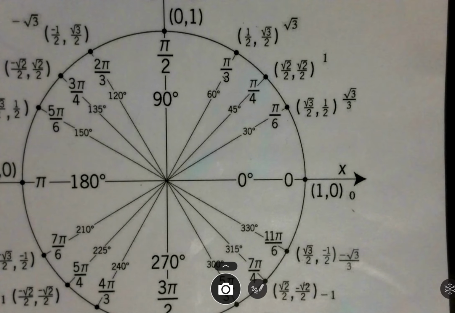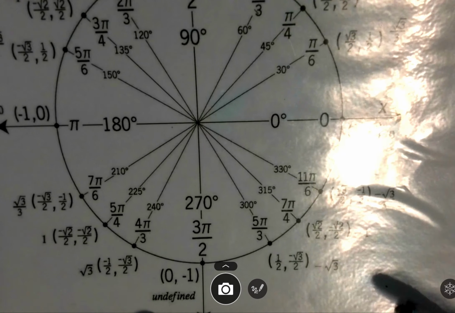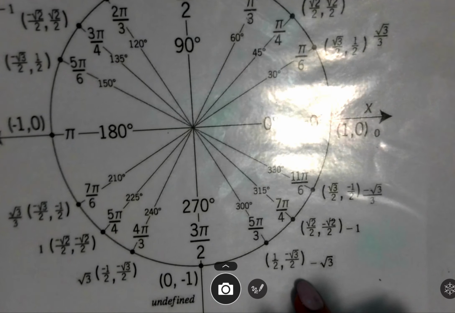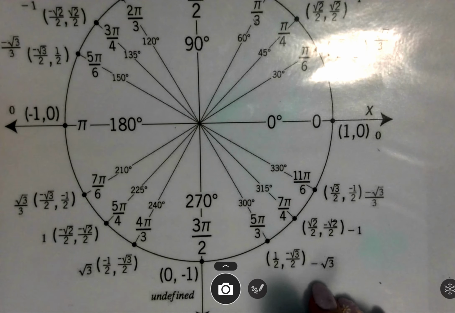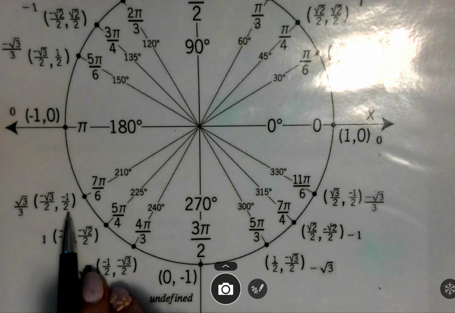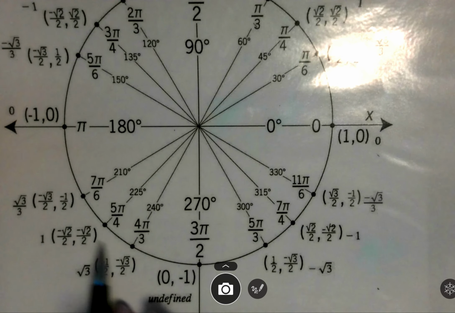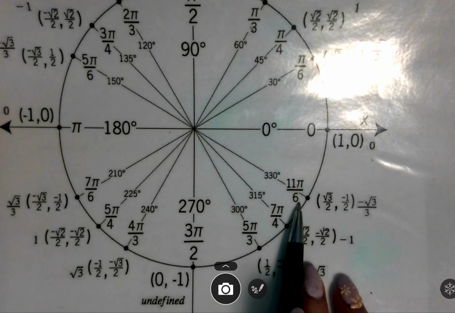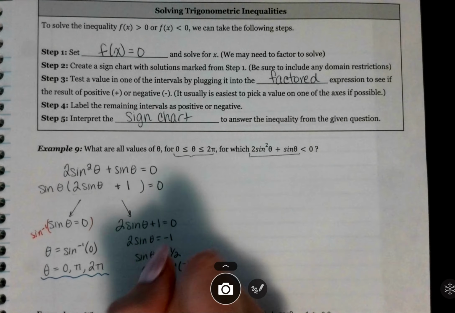Well, -1/2 would be in my bottom two quadrants, since sine is my y value. I'm so sorry for the glare. So I notice that I have one here at 7 pi over 6, and I have a second one at 11 pi over 6. So I'm going to write those two angles down.